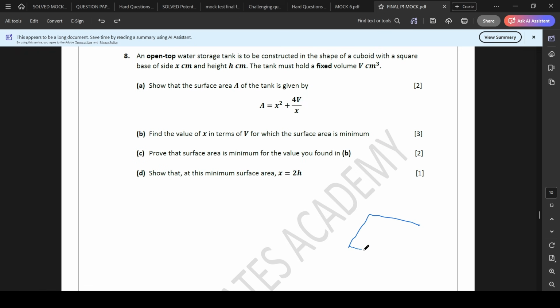I hope I'm able to draw it properly. So this is the square base of the sides x. And now I can draw the height. Height could be like this, this, this, and this. And now I'm going to create the top of the container.